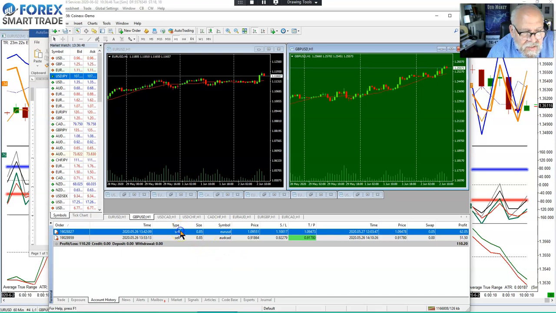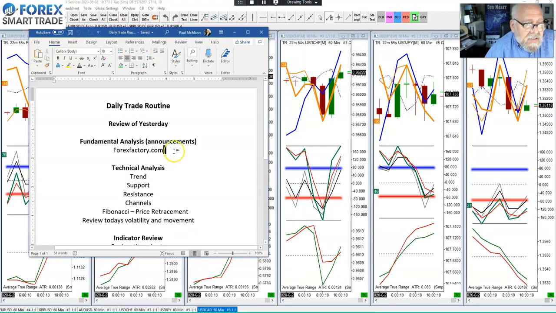This Euro USD took a little bit longer to close. It closed the following day. As you can see, there was a swap fee here. Swap fee is because we held it overnight and the broker charged us interest. In this case, they paid us interest because we had a sell. So last week we had 2 successful trades. So we reviewed last week.